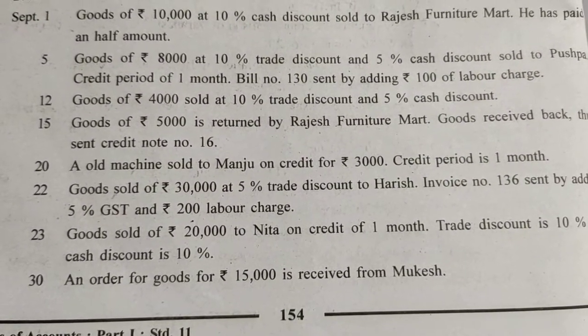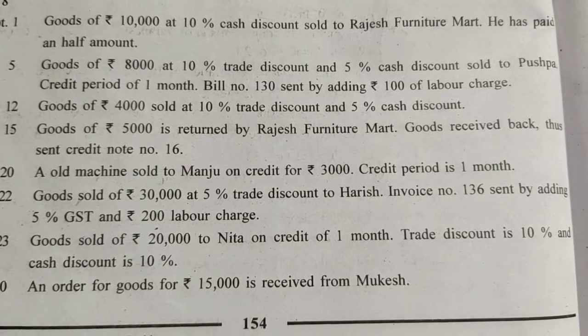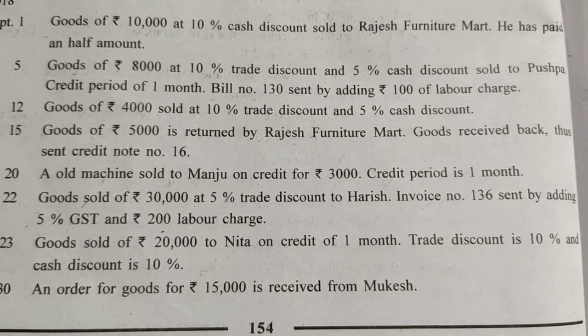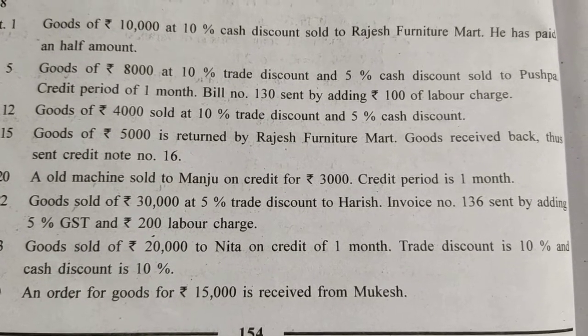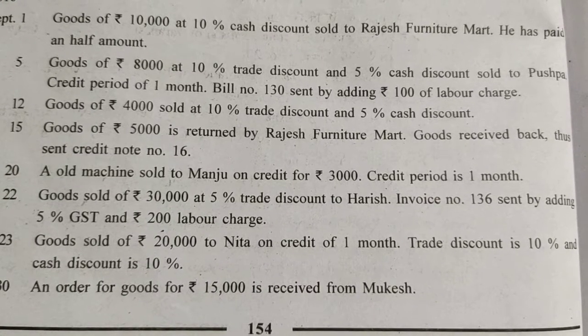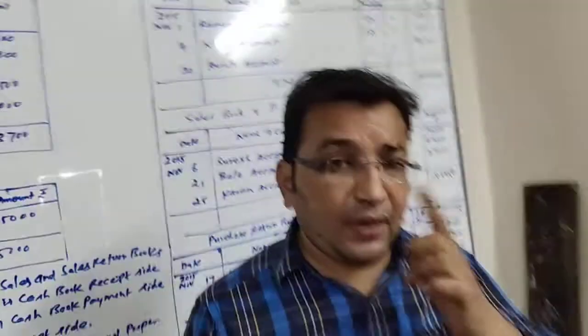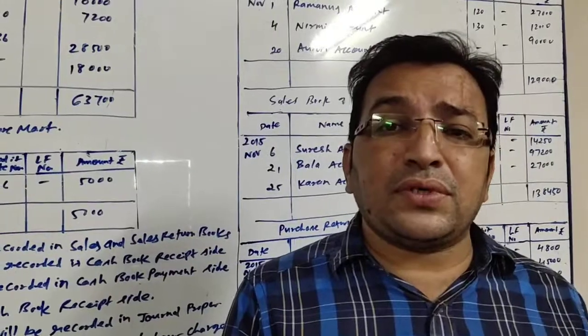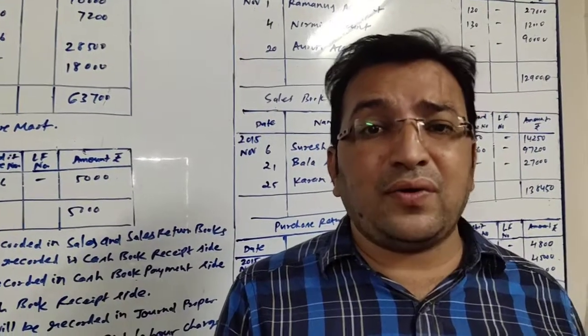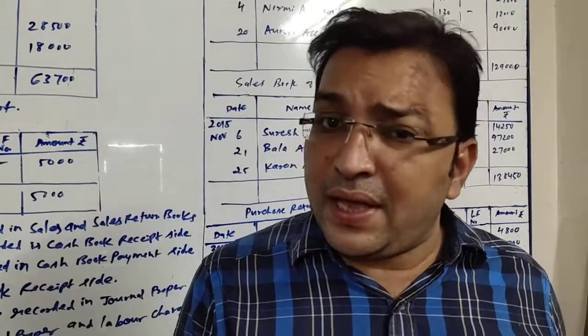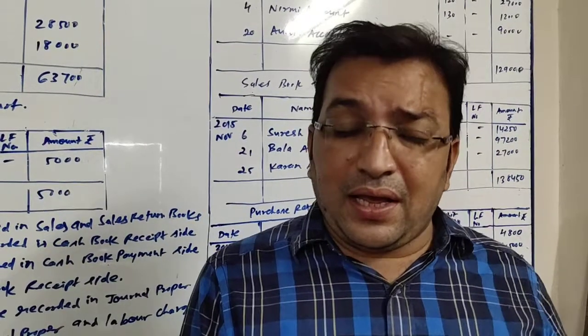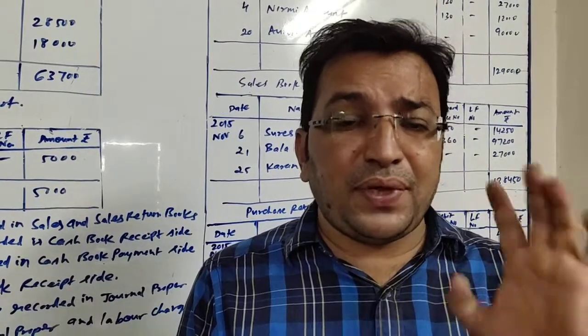On the 15th, goods of rupees 5000 are returned by Rajesh Furniture Mart. Goods received back, thus sent credit note number 16. Earlier we have sold goods to Rajesh. Now out of that, he is returning goods of rupees 5000.